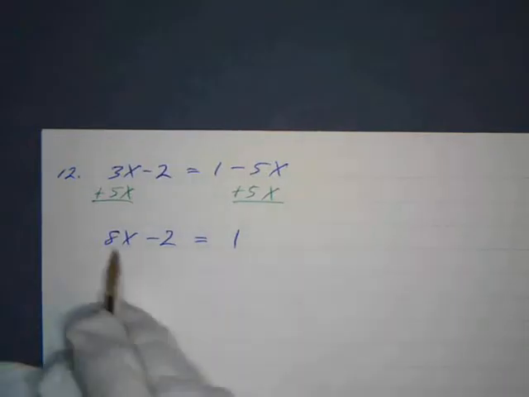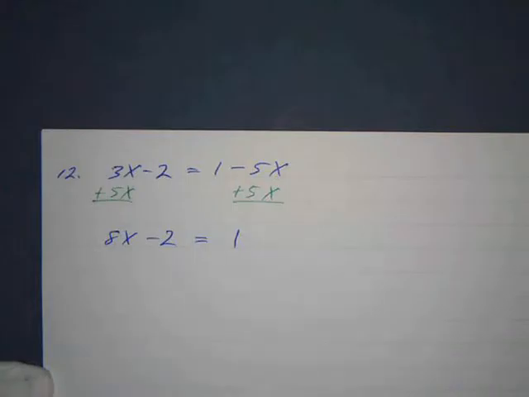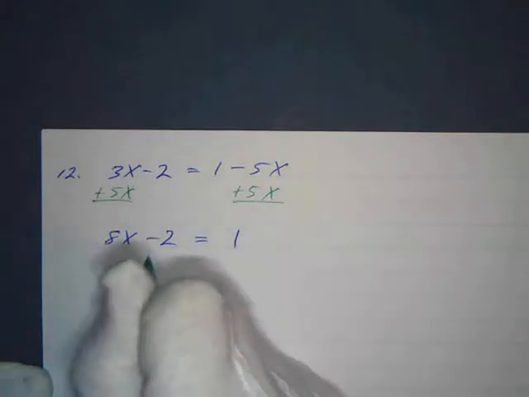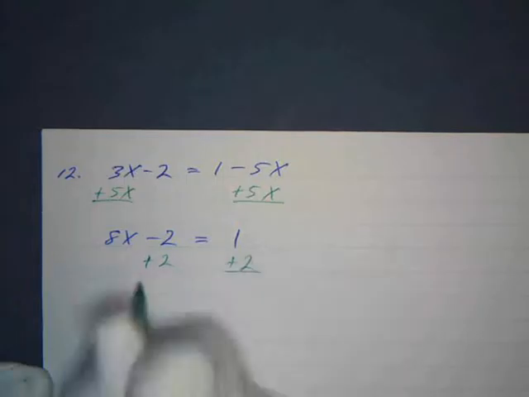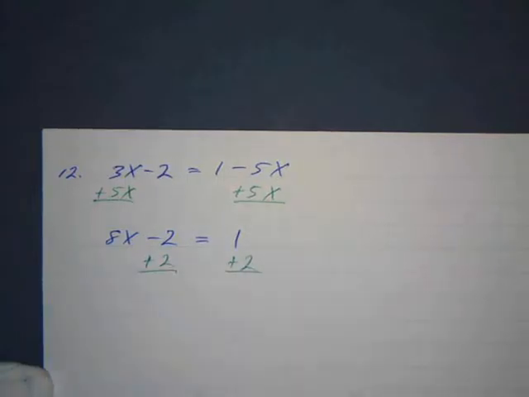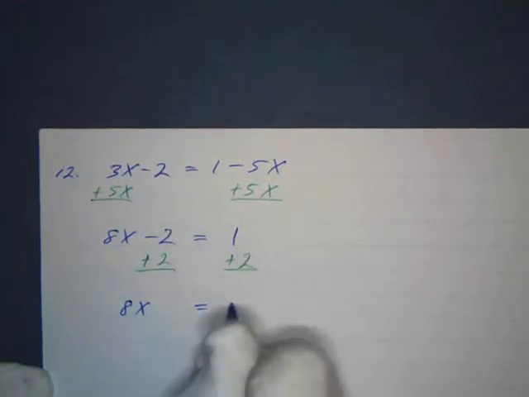I want to get rid of the 8 and the 2. The 2 is joined by subtraction. The 8 is joined by multiplication. Subtraction is the weaker operation. The opposite of subtraction is addition, so I'll add 2 to both sides. And on the left, I have just left 8x. And on the right, 1 plus 2 is 3.